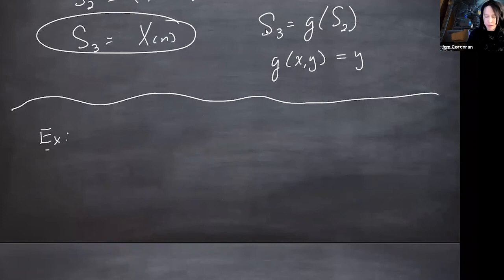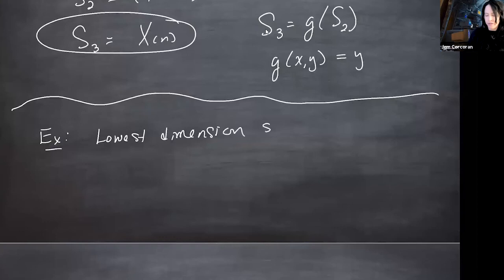So this is an example of lowest dimension sufficient is not necessarily minimal sufficient.